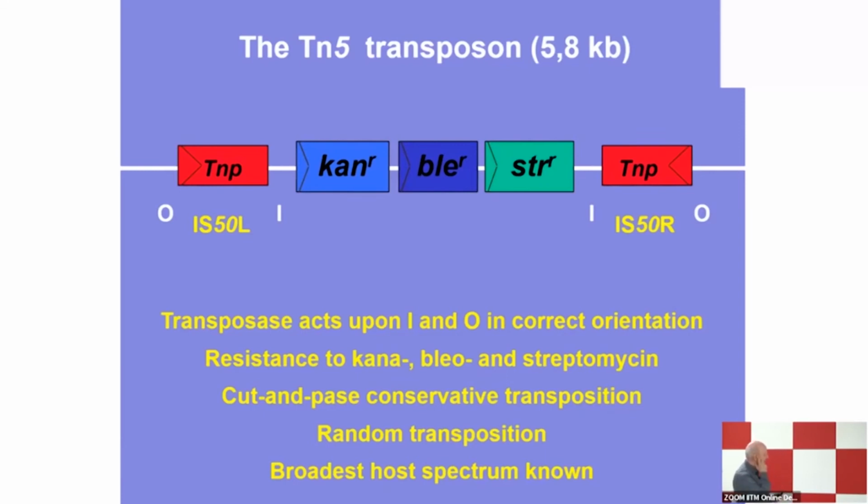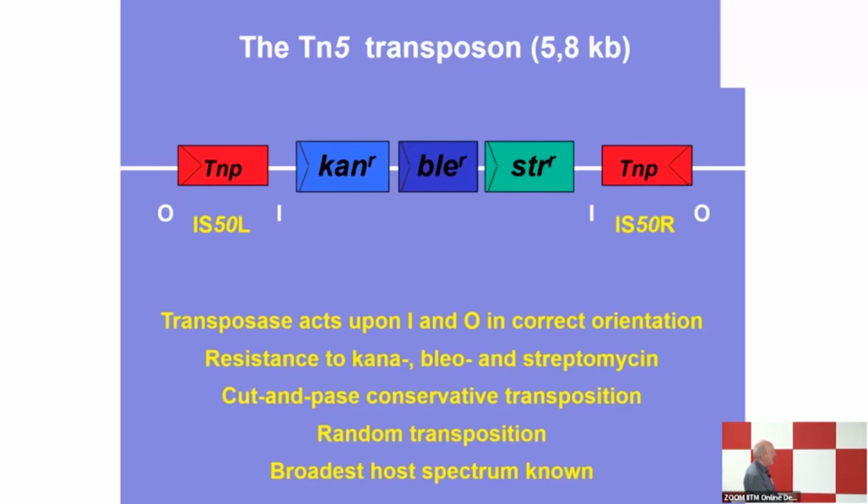I will discuss just one of them, the so-called transposon Tn5. What is the Tn5 transposon? This is a DNA segment that is a mobile element, which can move from one place to another. And what you have here is a number of genes that encode resistance to three antibiotics: kanamycin, bleomycin, and streptomycin.